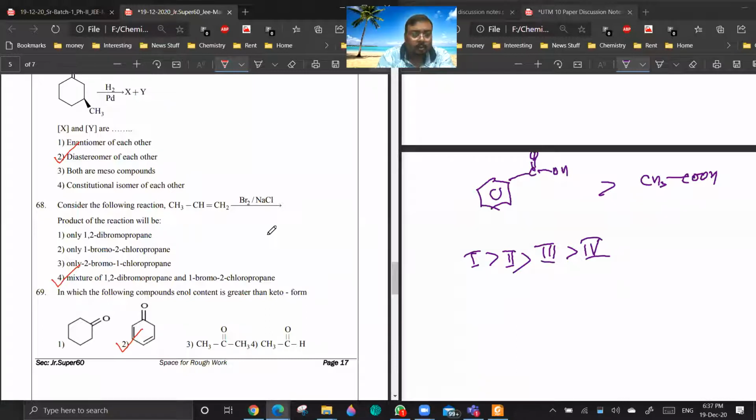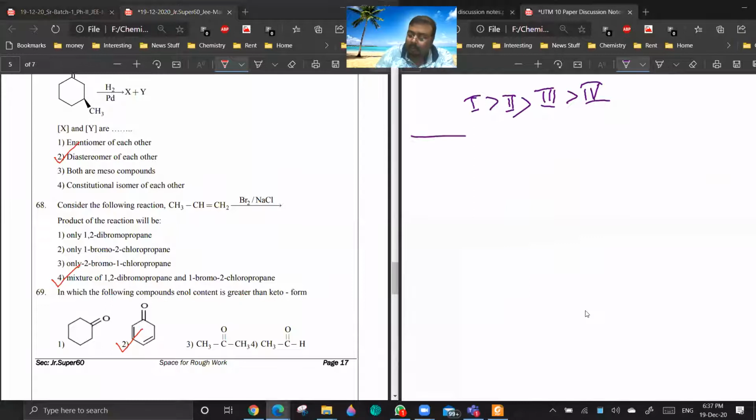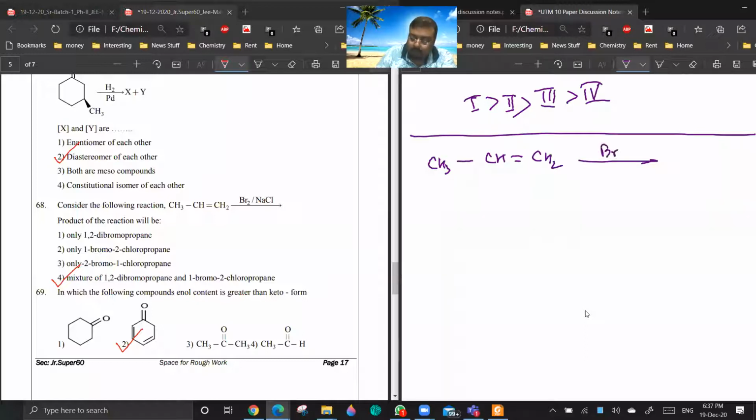Now see, I think I have discussed this part. If you are having CS3 and you are treating it with Br2, what will happen is that this will attack here and this will go out. You'll be getting a cyclic bromonium. Yes or no?